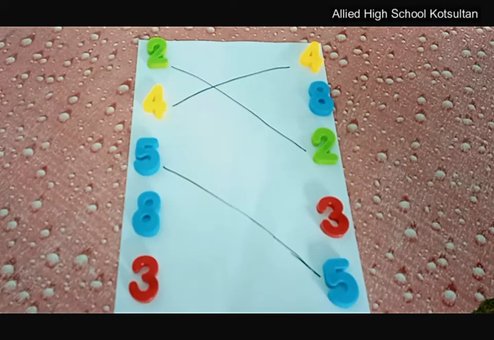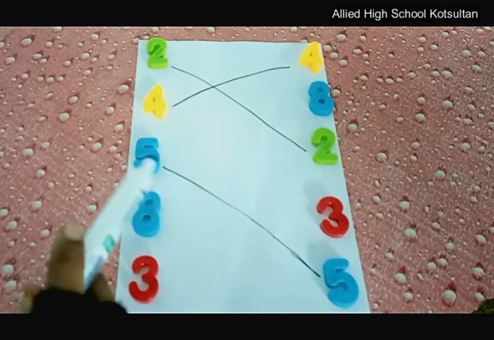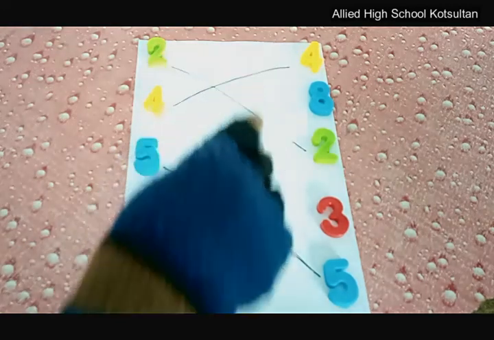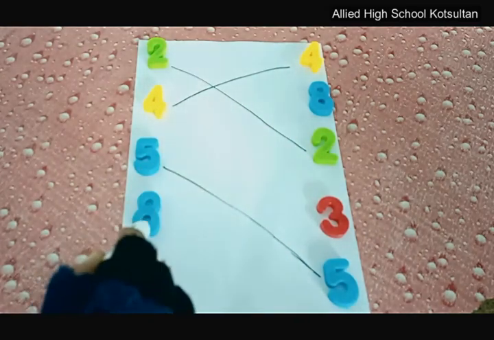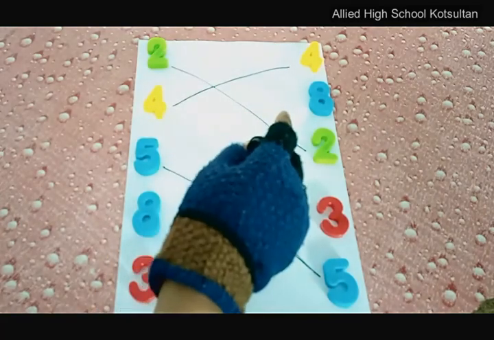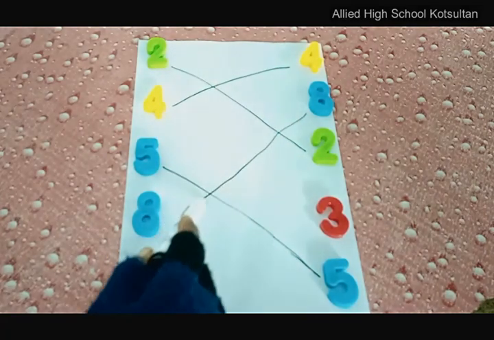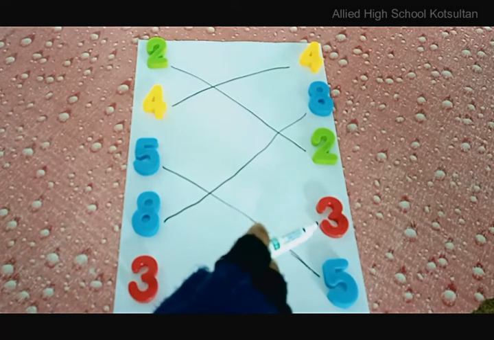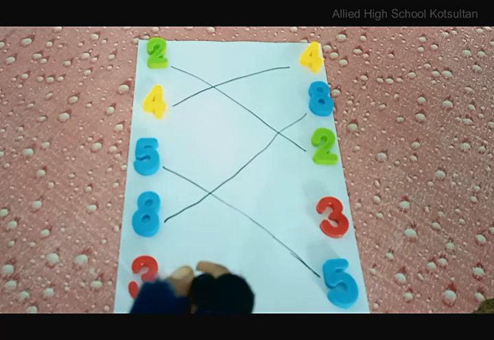Alright, the next one is, can you identify the number? It's 8. Can you find out 8 anywhere which looks like this 8? Yes. Here it is. Let's match. Alright, the last number is 3. Can you find 3 anywhere? Yes, here it is. Let's match.